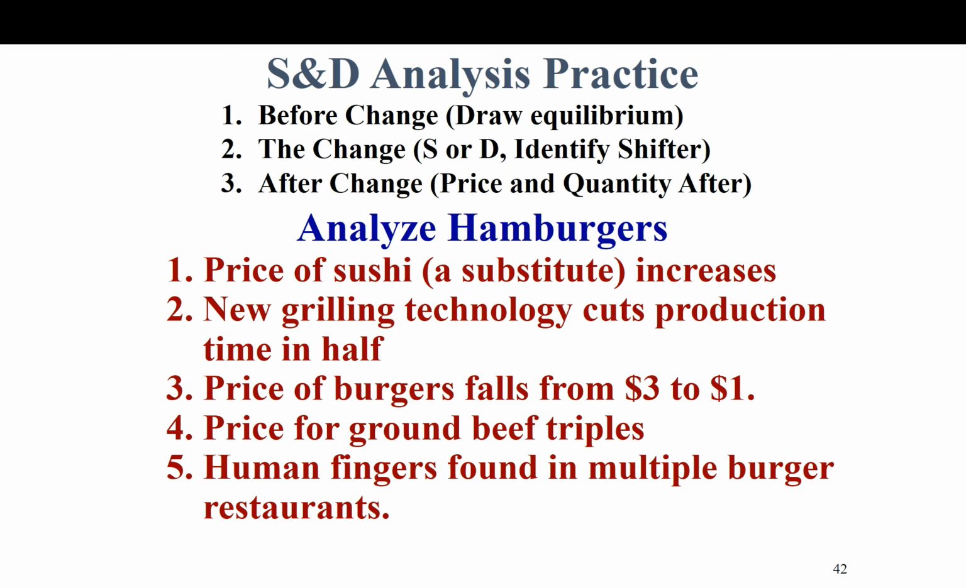So here's the market for hamburgers. And before the change, you should be able to draw the graph. And then you will identify the change, draw the change in, and indicate the price and quantity after. So let me go through the first one with you and just kind of show you what I mean. So for the first one, if we're talking about the market for hamburgers and the price of sushi, and we're assuming it's a substitute, increases, here's what we're looking at. The price of sushi is increasing.